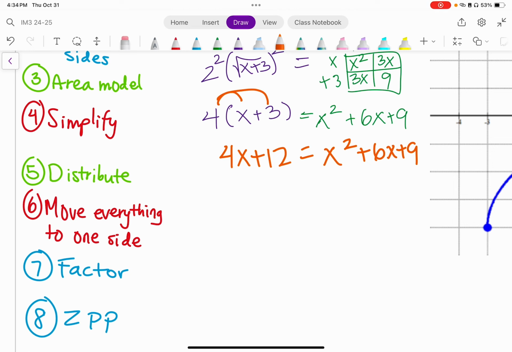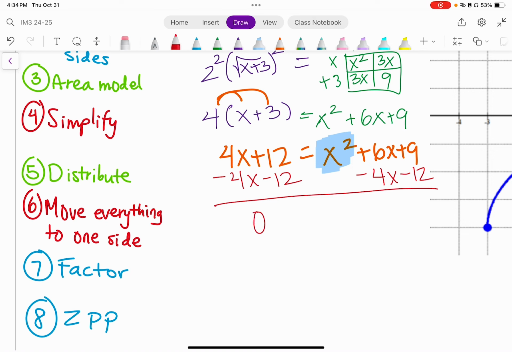Step number 6, move everything to one side. Now this is an important step. You want to move everything to the side with the leading coefficient, which in this case would be the x squared. So that's going to require me to subtract 4x and subtract 12 from both sides. The goal of doing this is to get the left side to equal 0. 0 equals x squared plus 2x minus 3.